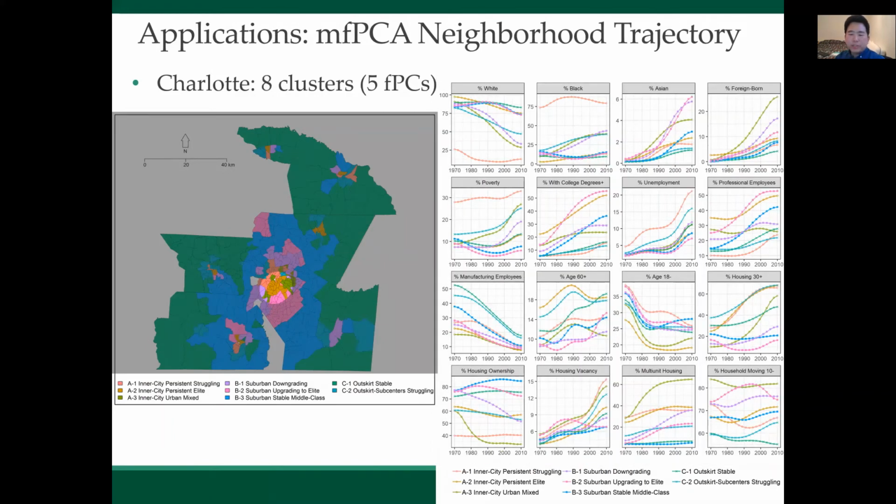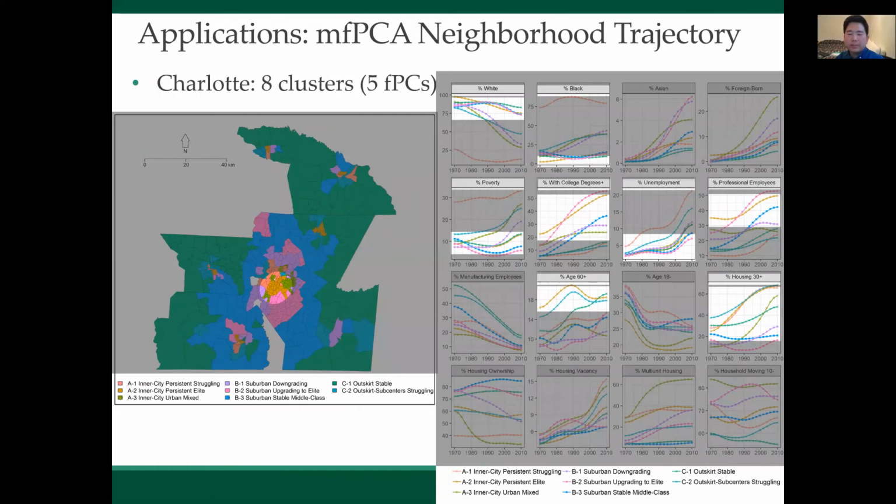The second neighborhood trajectory is inner city persistent elite neighborhoods. Compared to the previous one, the socioeconomic status has been very high, and the major population has been continuously white population. You can see a clear segregation between these neighborhoods and the first neighborhoods.